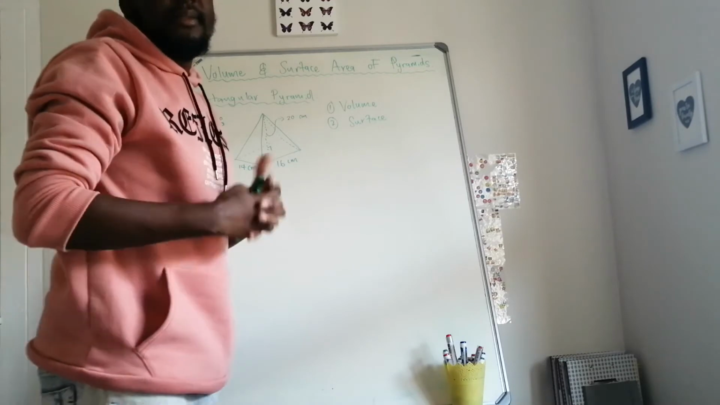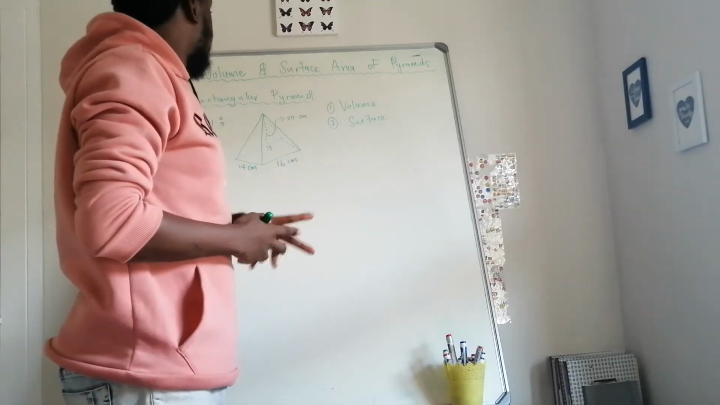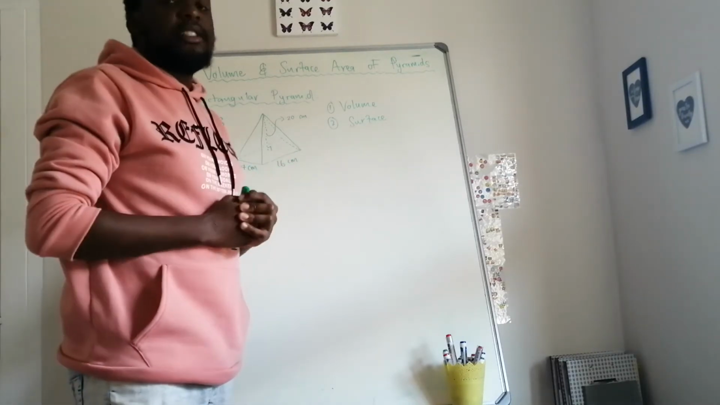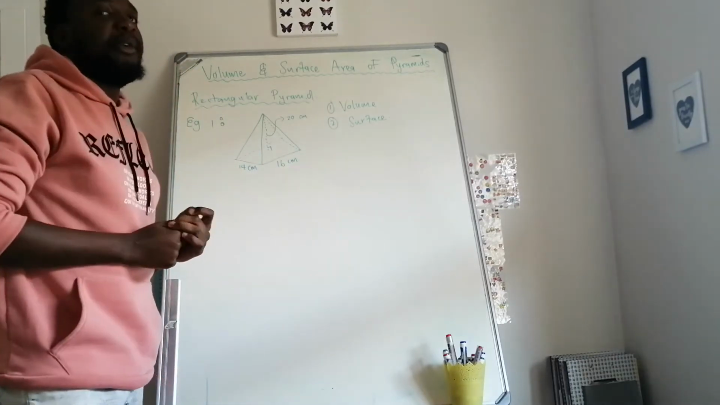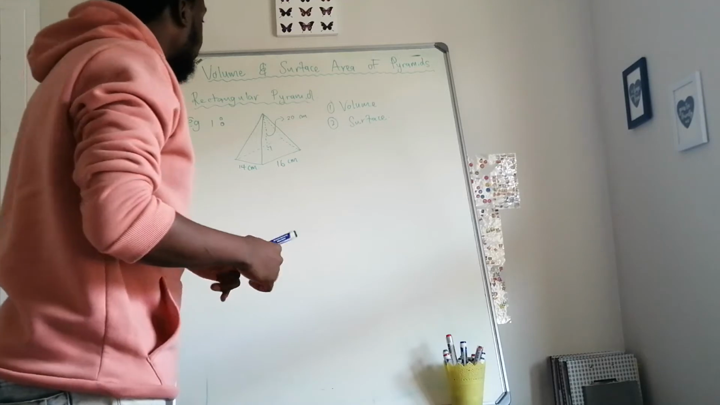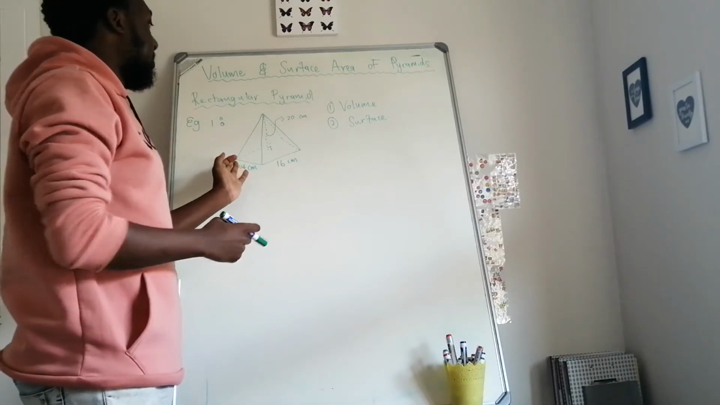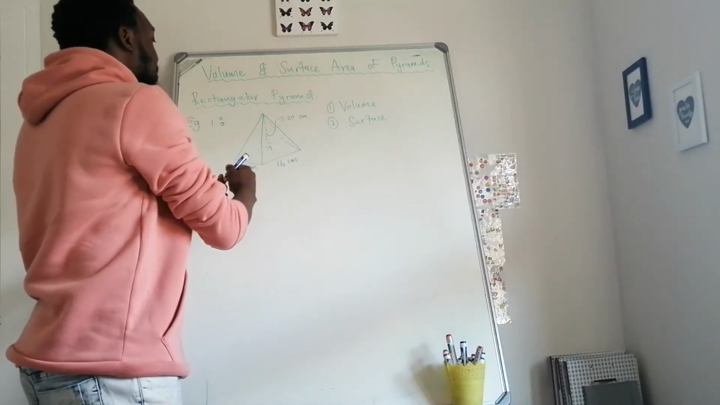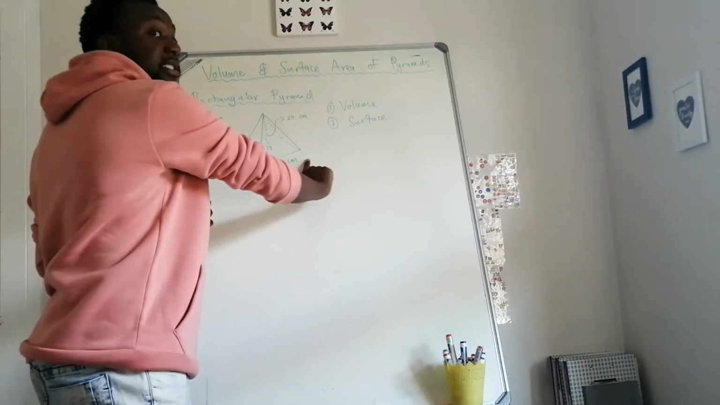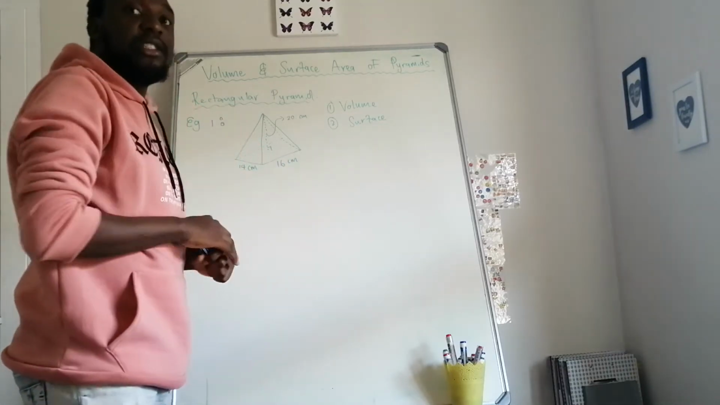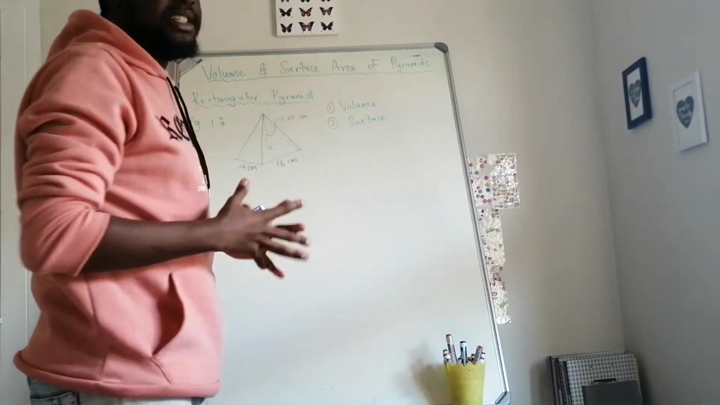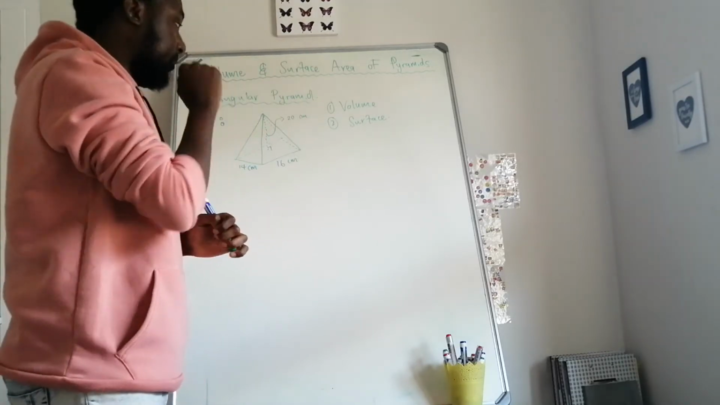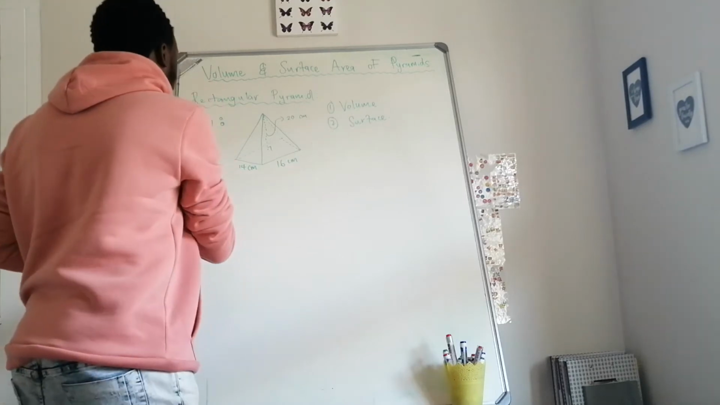Afternoon, guys. So in this video we're going to be calculating the volume and surface area of this rectangular pyramid. So how do we do that? The base of the pyramid is a rectangle with length 16 centimeters and 14 centimeters, and the height of the pyramid is 20 centimeters. So let's start with volume.